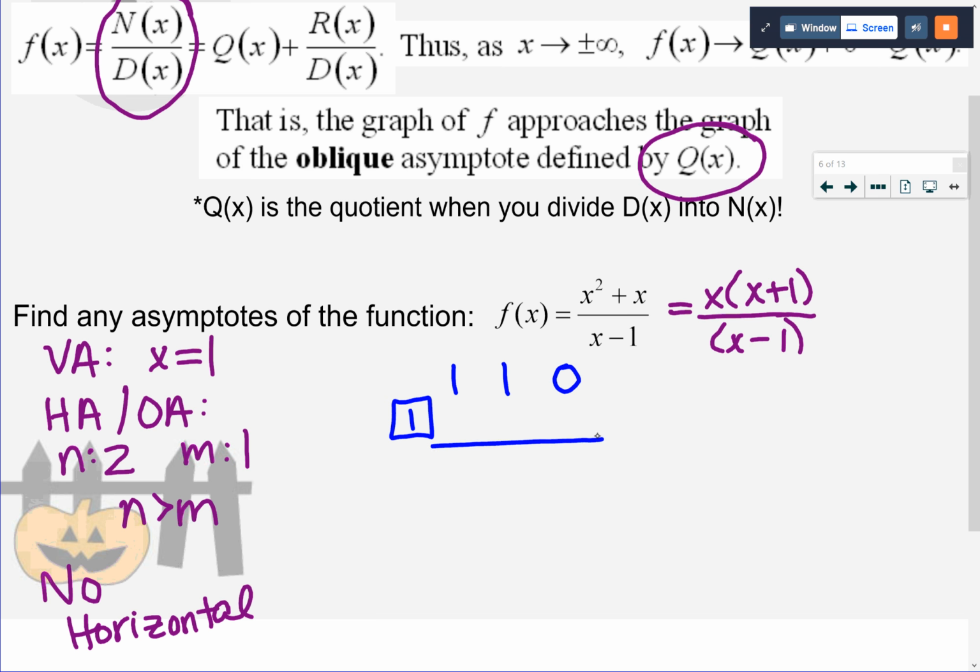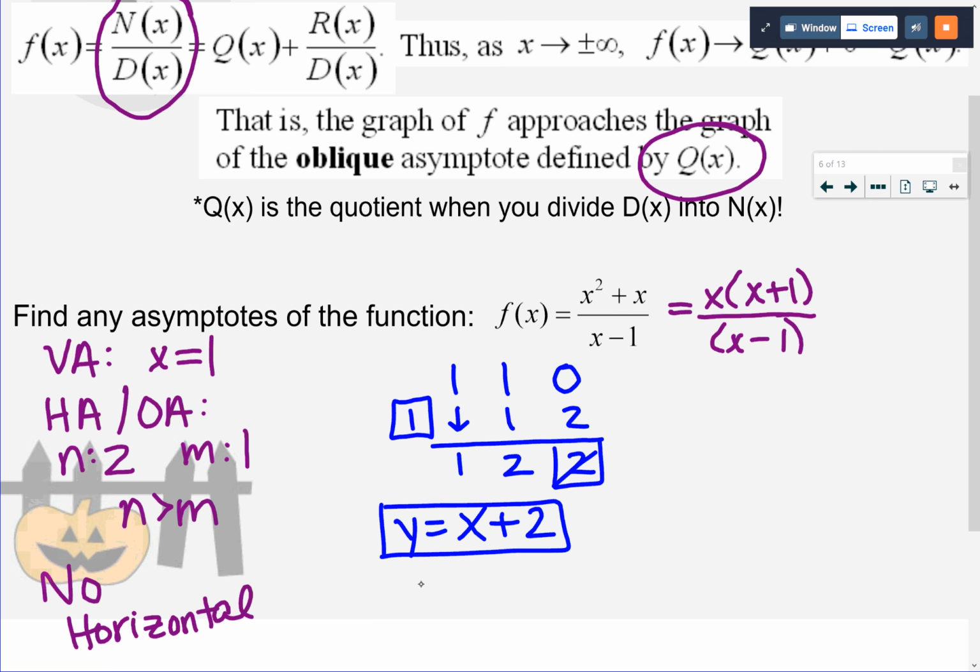Okay, the quotient is what's going to give me this oblique asymptote. Bring down my 1, multiply 1 times 1, 1, 1 and 1, 2 when I add. 1 times 2, 2, add them together, 2. The last number is the remainder. It does not matter what the remainder is. We're going to just throw it out. We don't need it. Okay, so I had a degree 2. I did synthetic division 1 time, which means when I put my variables back in, it's now degree 1. This is linear. x plus 2 is what I'm left with. Stick a y equals in front of it, and that is your oblique asymptote.